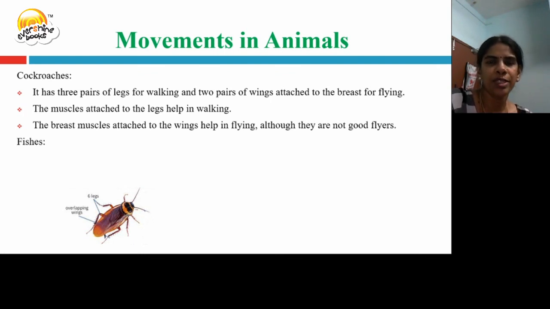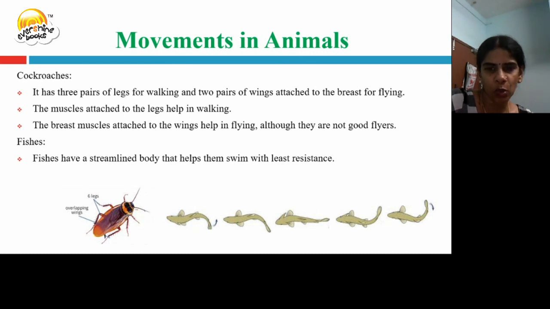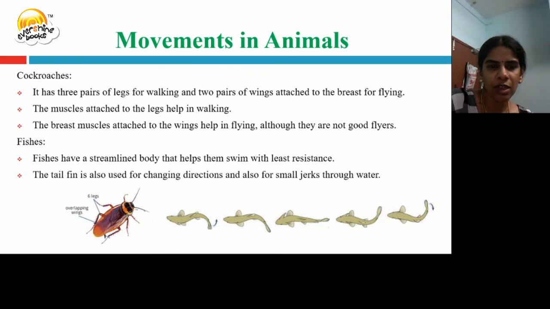Let us see how the movement takes place in fishes. Fishes have a streamlined body which helps them to swim with least resistance. The tail fin helps in changing direction and also in small jerks through water. So, the tail fin helps to change the direction.